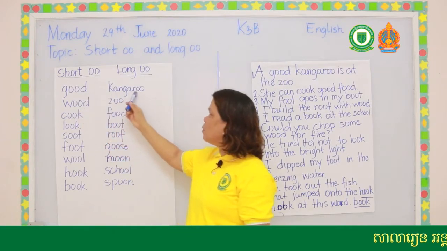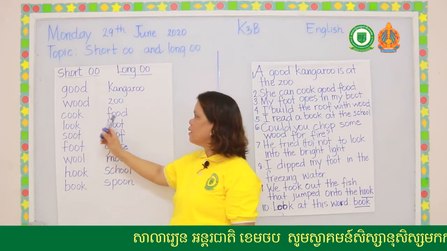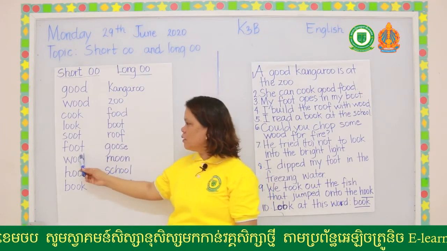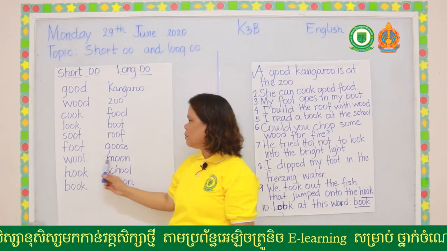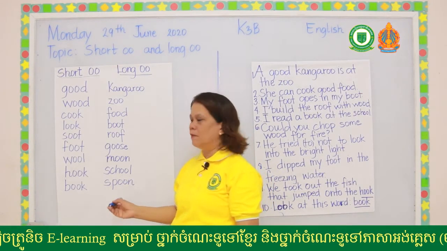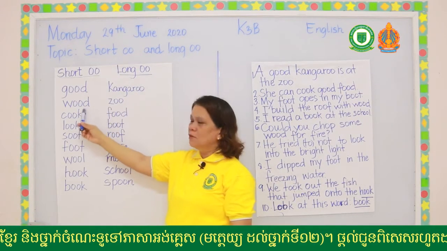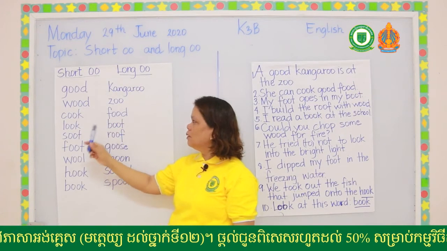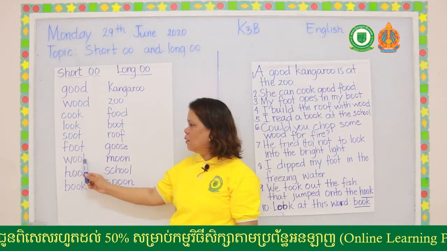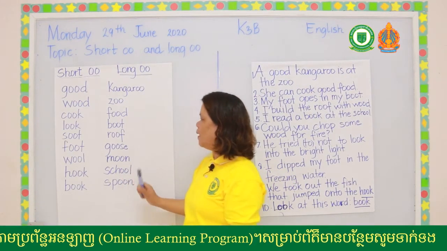Again, for the last time: good, kangaroo, wood, zoo, cook, food, look, boot, roof, foot, goose, moon, hook, school, book, spoon. Okay? So, practice this.